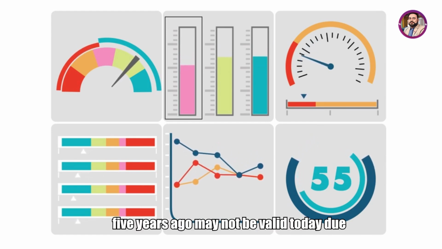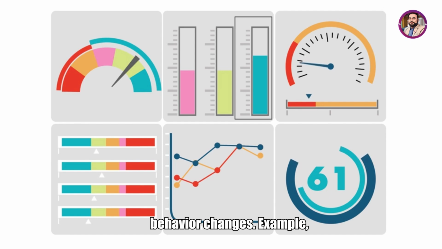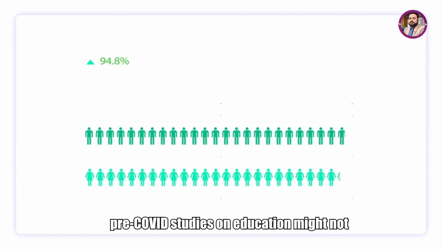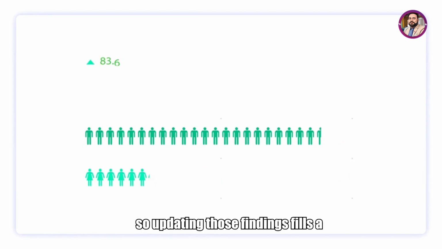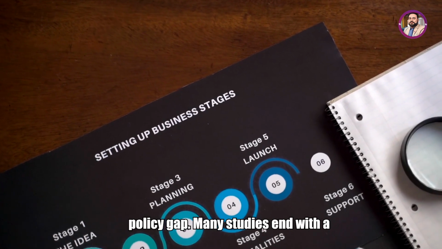7. Temporal gap. Research becomes outdated over time. What was relevant 5 years ago may not be valid today due to technology, policies, or social behavior changes. Example: pre-COVID studies on education might not reflect the reality of remote learning, so updating those findings fills a temporal gap.